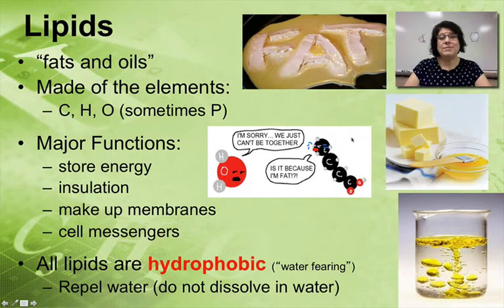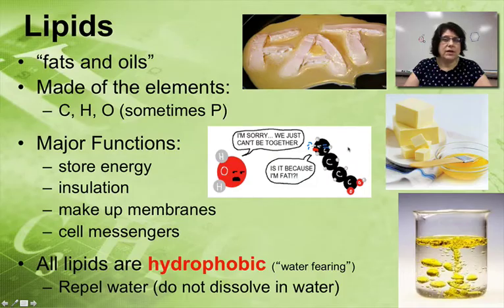All right, now let's talk about lipids. Lipids are also known as fats or oils. You can see some pictures here on the slide of those things. They are made of carbon, hydrogen, and oxygen, which we've already seen, but to one group of lipids, we are also going to add phosphorus. So we'll see that in a little bit.